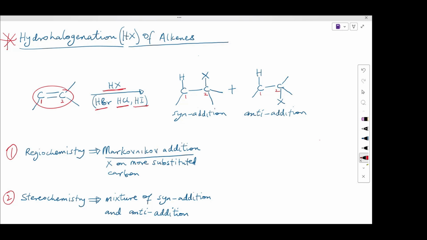The regiochemistry of this reaction will follow Markovnikov addition rule, which states that the halogen X will be placed on the more substituted carbon, while the hydrogen will be placed on the less substituted carbon. Carbon 1 is less substituted because it has just one methyl group. But carbon 2 is more substituted because it has two methyl groups.